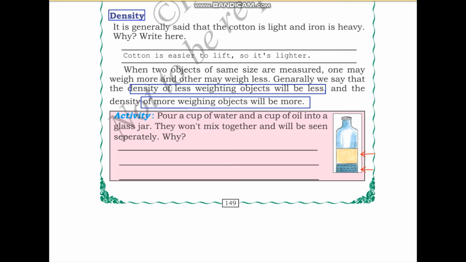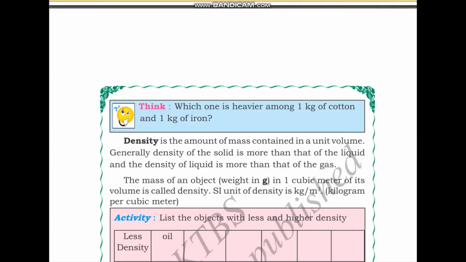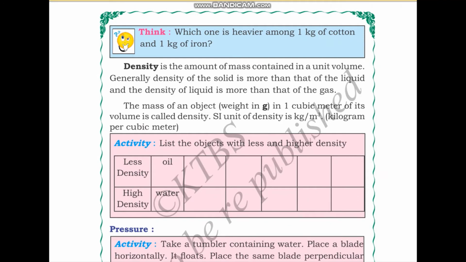Now, let us understand the concept of density. What we learnt was that cotton was easier to lift than iron because cotton is less dense than iron. Let us understand what exactly density means. Density is the amount of mass contained in a unit volume. This is the definition of density. Density is the amount of mass that is contained in unit volume.